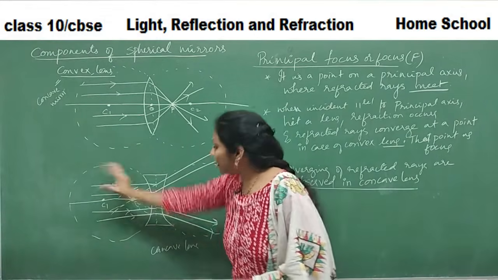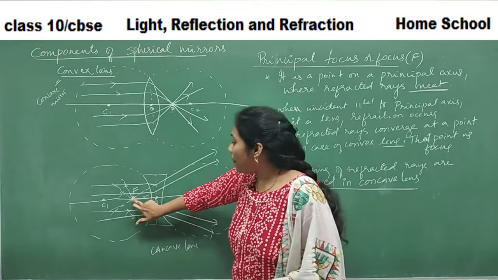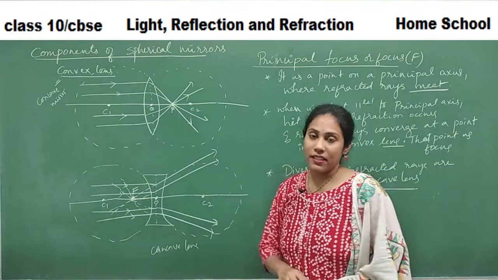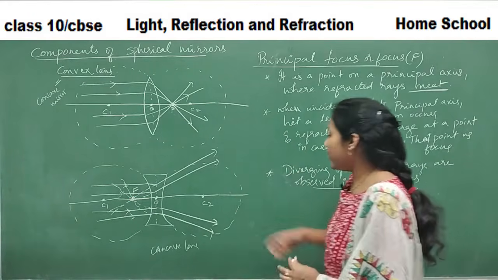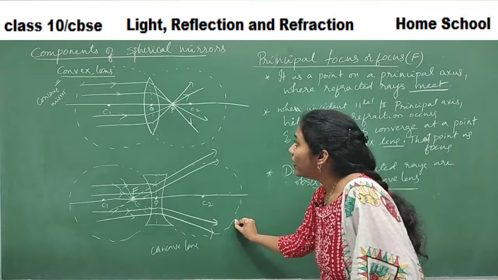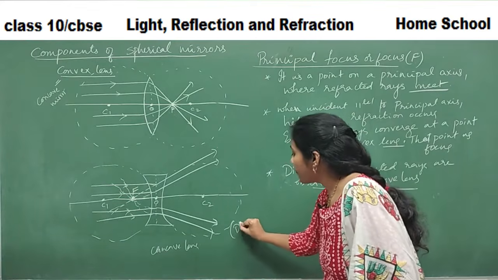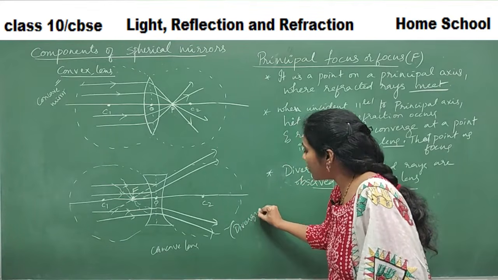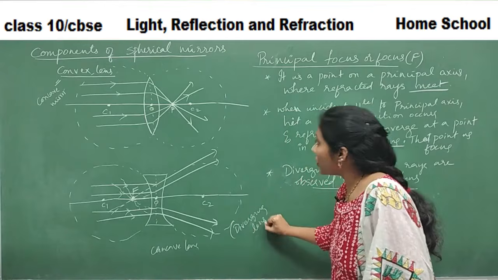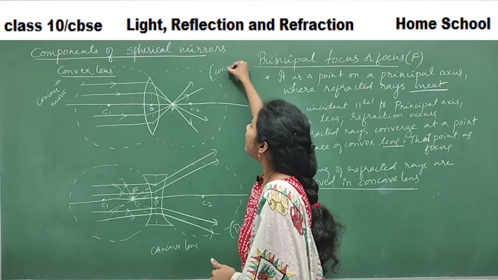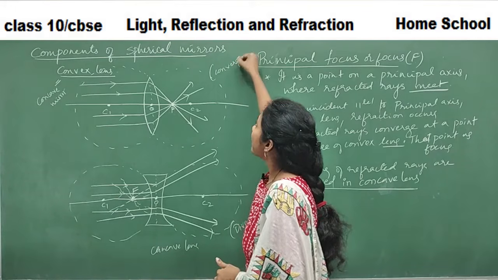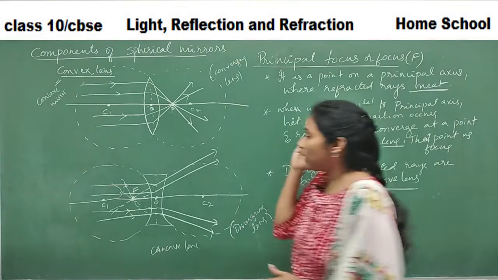These rays are appearing to meet. So such a point we are calling as focus here. Since the rays are diverging, this is called a diverging lens. This point we have already mentioned before. This is a diverging lens. Since you have observed the convergence here, this is called a converging lens. So these words are very, very important to remember.